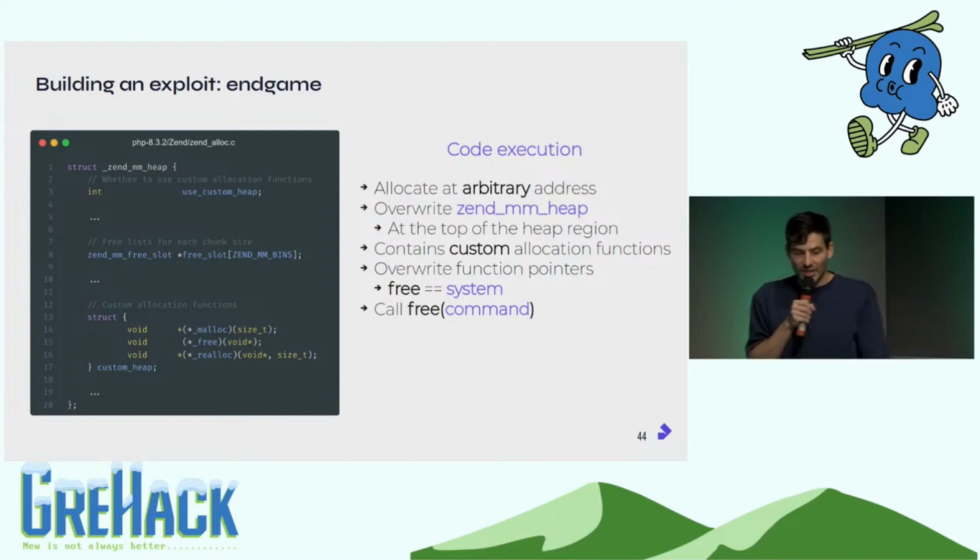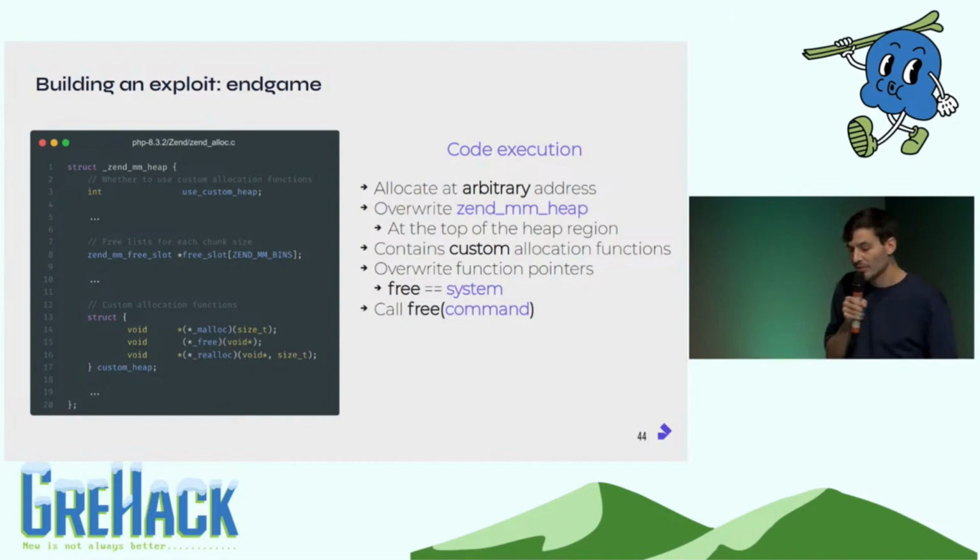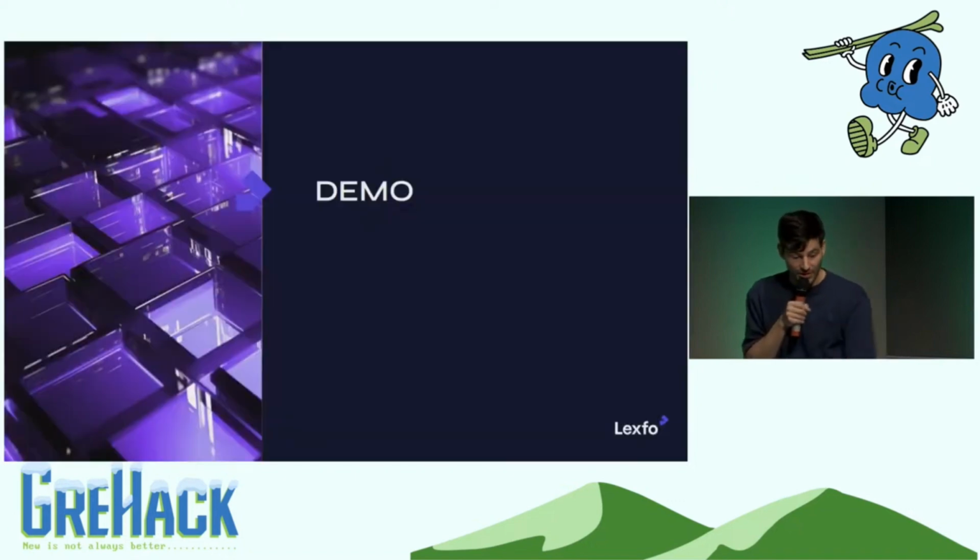And in order to go really fast, I chose to overwrite a structure which is called zend heap, which is at the top of the PHP heap region, which we can find by reading proc maps. Because it contains custom allocation functions, and I kind of did like the CTF trick where we replace the free function with system. And now when PHP tries to free something, it will actually call system onto it. So it gives us a way to execute a command. So yeah, quick demo.